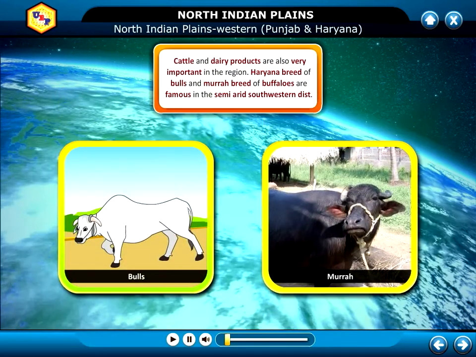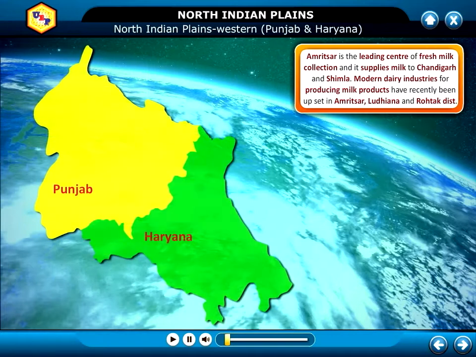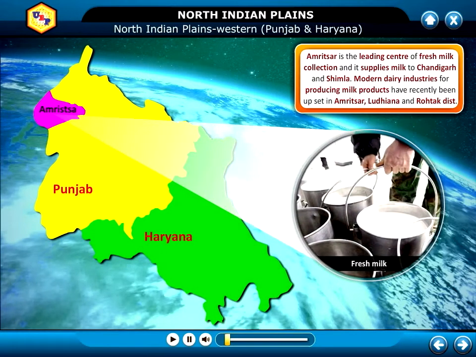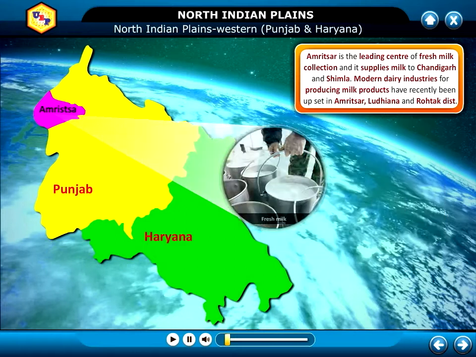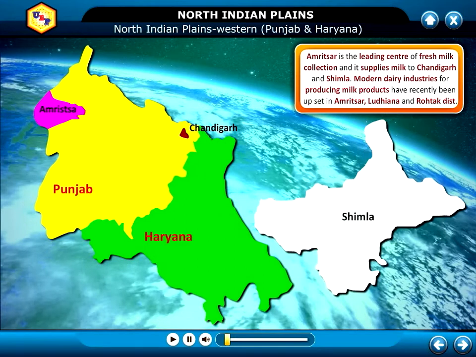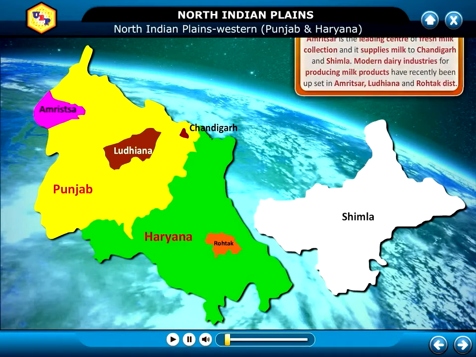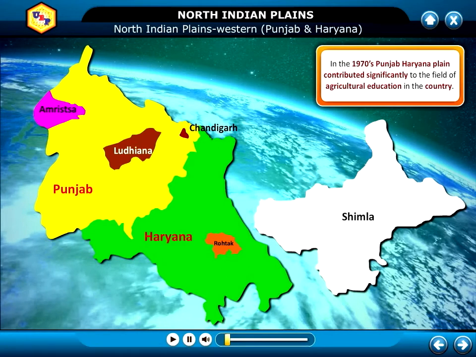Cattle and dairy products are also very important in the region. Haryana breed of bulls and Murrah breed of buffaloes are famous in the semi-arid southwestern district. Amritsar is the leading center of fresh milk collection and it supplies milk to Chandigarh and Shimla. Modern dairy industries for producing milk products have recently been set up in Amritsar, Ludhiana and Rohtak district. In the 1970s, the Punjab-Haryana plain contributed significantly to the field of agricultural education in the country.